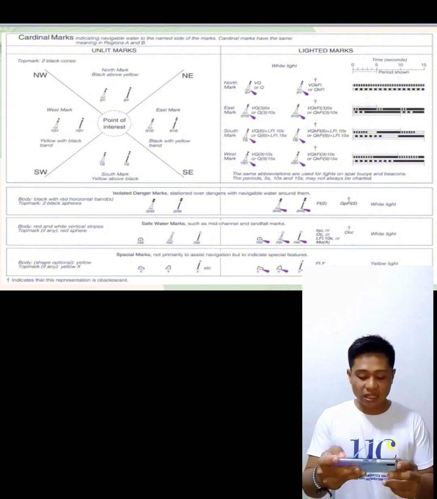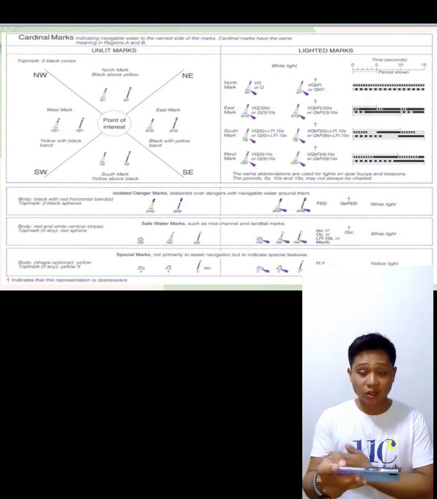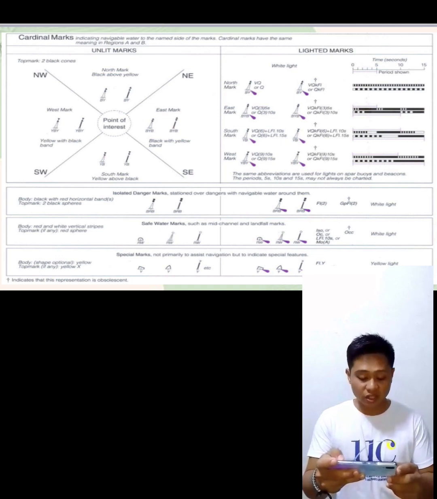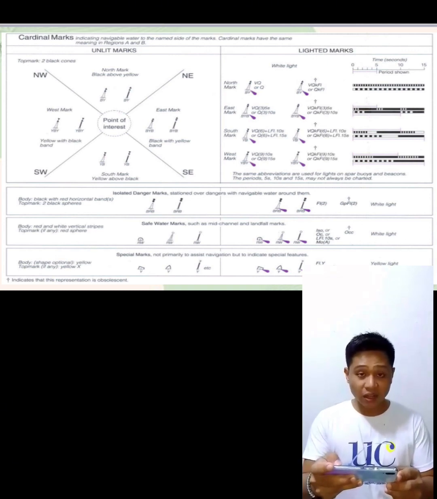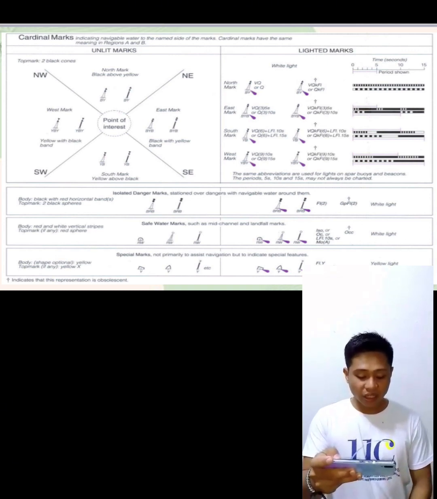And the last one is the special mark, not primarily to assist navigation but to indicate special features. The body of the special mark is of optional shape, yellow. The top mark is a yellow X. And that's all.